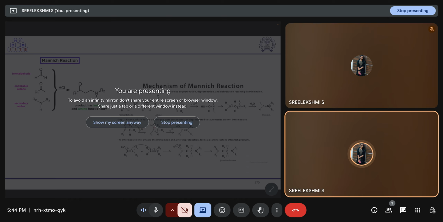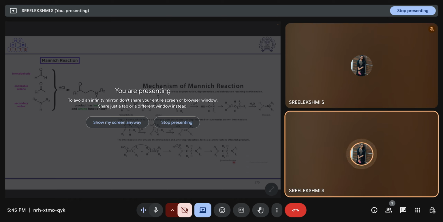Now this iminium ion, before that, this ketone which is having alpha hydrogen, it will eliminate one alpha hydrogen to form this intermediate, and then this carbon will attack over this carbon of this iminium ion to form this compound, which can lose this proton to form this beta amino ketone. So this is known as Mannich reaction.